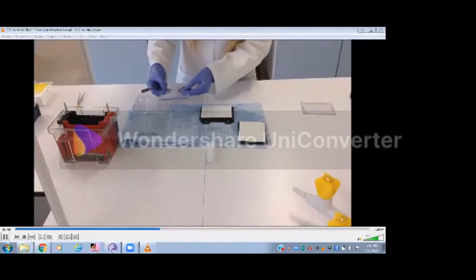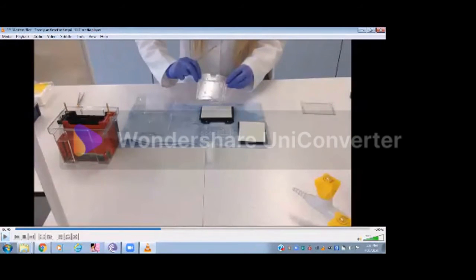This polyacrylamide gel should be placed on the black sheet towards the cathode, and the nitrocellulose membrane should be placed on the red or white side, that is the anode, so that the protein will be migrating from the gel to the nitrocellulose membrane. If you put it in the opposite direction, it will be wasted.